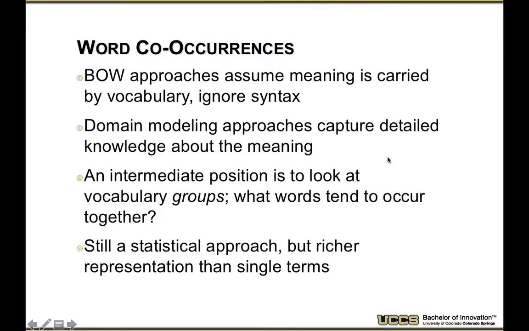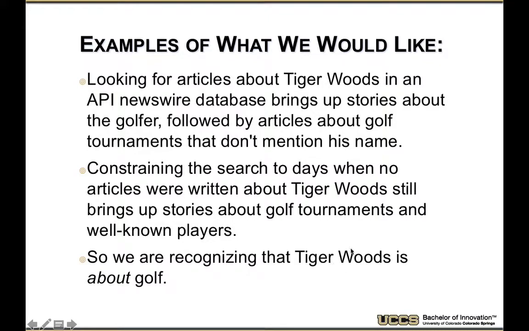An intermediate position is to look at vocabulary words grouped together, what are called n-grams. We're not going to look at that, but they're a way of putting some spatial locality to it. Most search engines, for example, do actually use order and locations a little bit. These still lead to statistical approaches, and they can have richer representations in a single term, but they're a lot more complicated. So for your assignment, you can do something very simple.